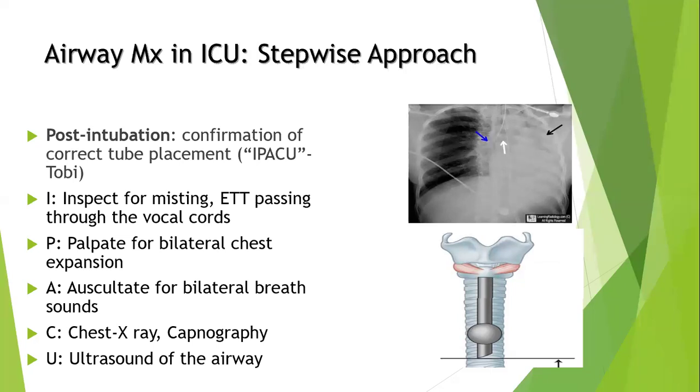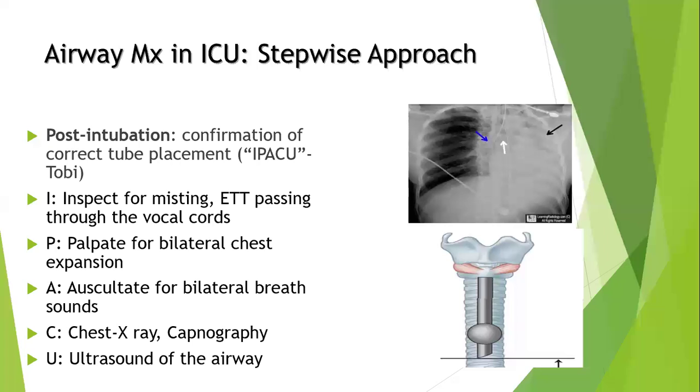And you want to also inspect your ETT pass through the vocal cords. So inspection, that is the I. P, you want to palpate. A lot of times when I'm present and somebody is intubating, before I even reach out to the stethoscope to auscultate, my hands are on the chest. I'm palpating for bilateral chest expansion. Auscultate for bilateral breath sounds.